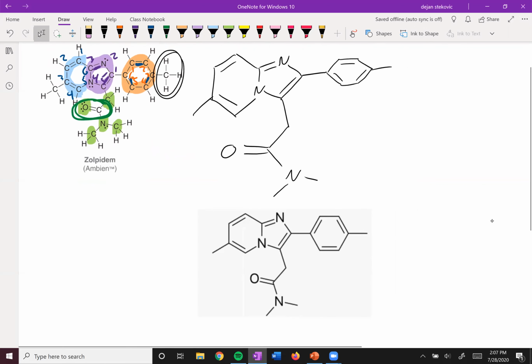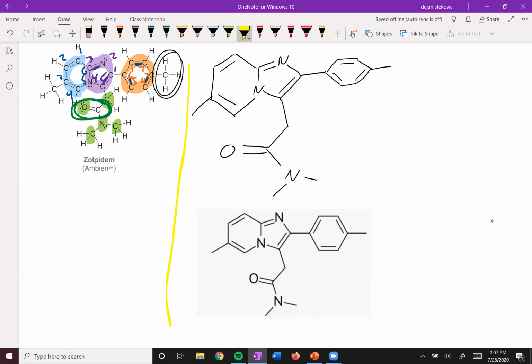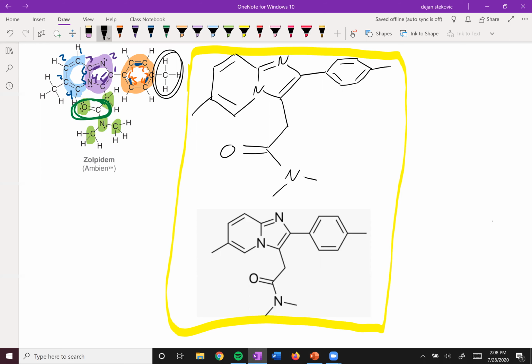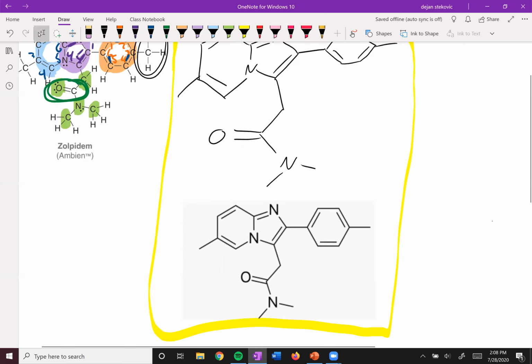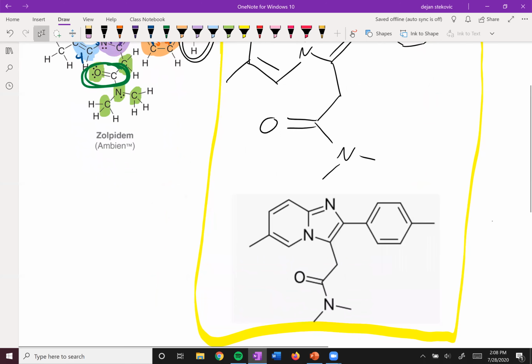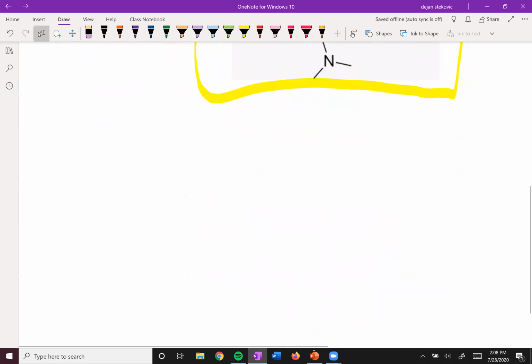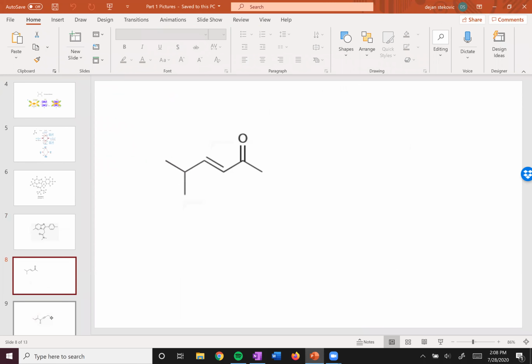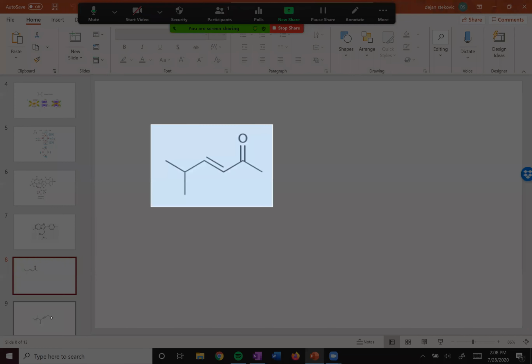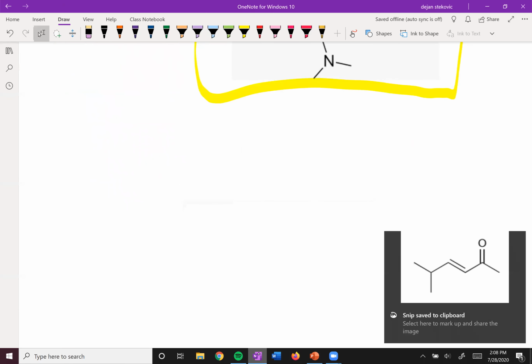And you can see the structure that we drew matches the structure that I found on the internet, right? So you can draw this correctly. And again, it's really just practice. There's no way around it. You gotta practice, practice, practice. So you need to be able to see these skeletal structures and then envision what the molecule actually looks like.